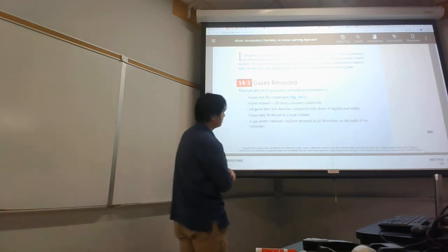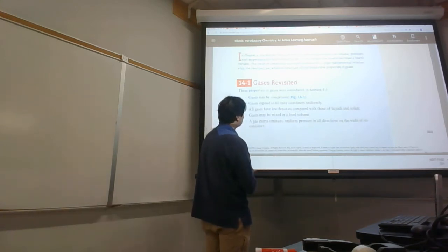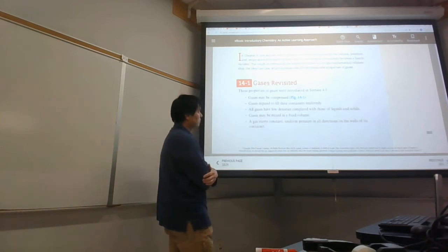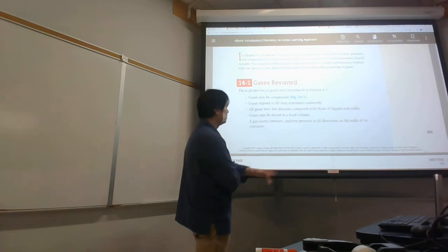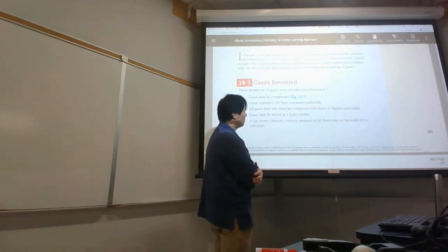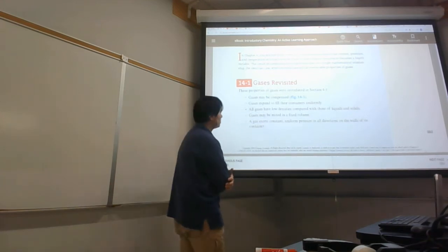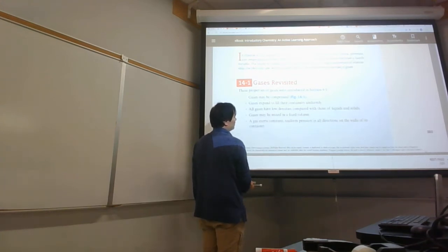Versus liquids and solids. Liquids and solids aren't really compressible or expandable. All gases have low densities compared with those of liquids and solids. And so we know low density, but as you go on in science, you're going to have to know what does that mean? How low a density? 1,000,000 times less dense? 1,000 times less dense? 100 times less dense? Half as dense? If I'm going to memorize something, I guess low density, yes. But it would be better if I had the number.